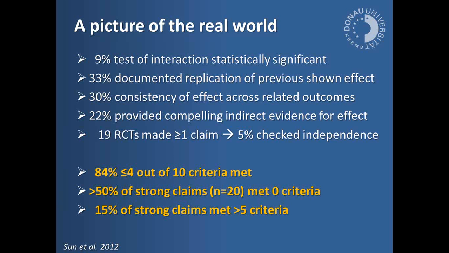So if you see, 84% did meet 4 or less out of those 10 criteria mentioned before, and 20 RCTs of the 64 made strong claims. So they said there is a strong effect of this, so they believe in this subgroup effect, and more than half met 0 criteria out of them, and 15% met more than 5.